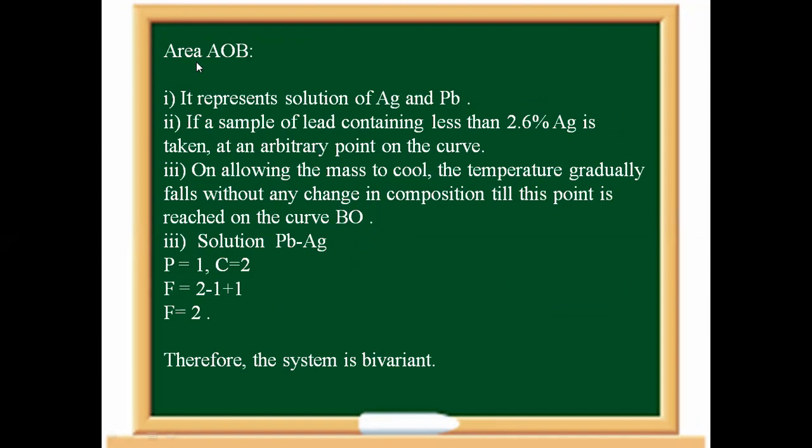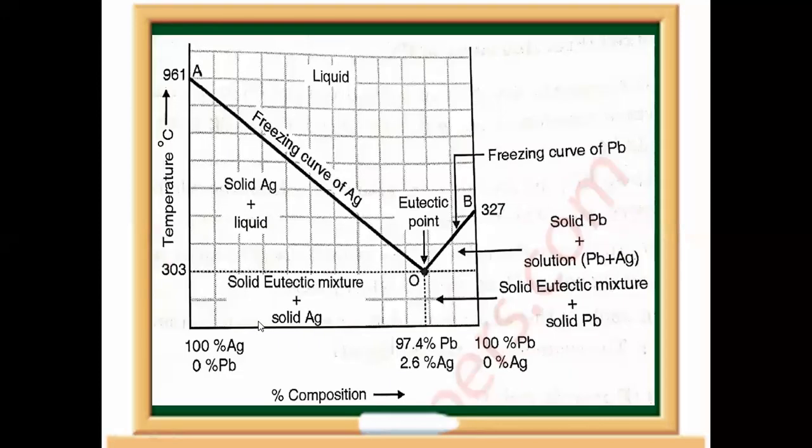Otherwise it is very simple to understand that area AOB represents solution of lead and silver where the number of phases is 1, the number of components is 2, and F is equal to 2, where the system is bivariant. Okay, so these are the two different curves, OA and OB, and the eutectic point O and area AOB. So this is the entire explanation of the phase diagram for two component system. Have you all followed it very nicely?